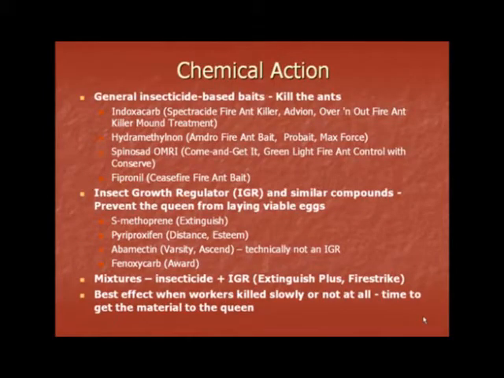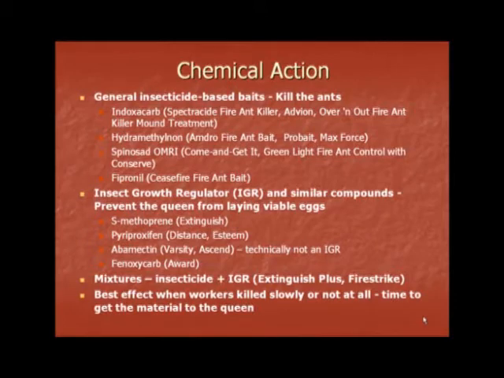There are many different chemicals that have different actions on fire ants. General insecticide-based baits kill fire ants. These active ingredients include indoxacarb. Trade names may be Spectracide Fire Ant Killer, Advion, Over and Out Fire Ant Killer Mound Treatment. Hydramethylnon. Trade names include Amdro Fire Ant Bait, ProBait, or Max Force. Spinosad, which is OMRI certified or organic certified, found as Come and Get It or Greenlight Fire Ant Control with Conserve. Fipronil, which is found as Ceasefire Fire Ant Bait.